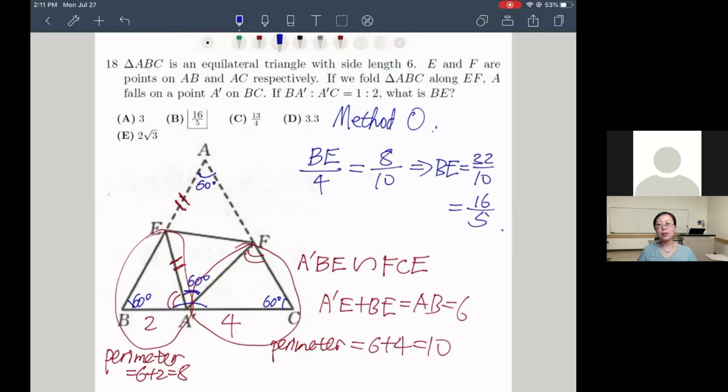Next, we're going to introduce two more methods. As I said, one involves trigonometry, the other one involves more algebra. So for method 0, it's very simple. The calculation involved is not a lot, but probably it's not easy to come up with this idea.